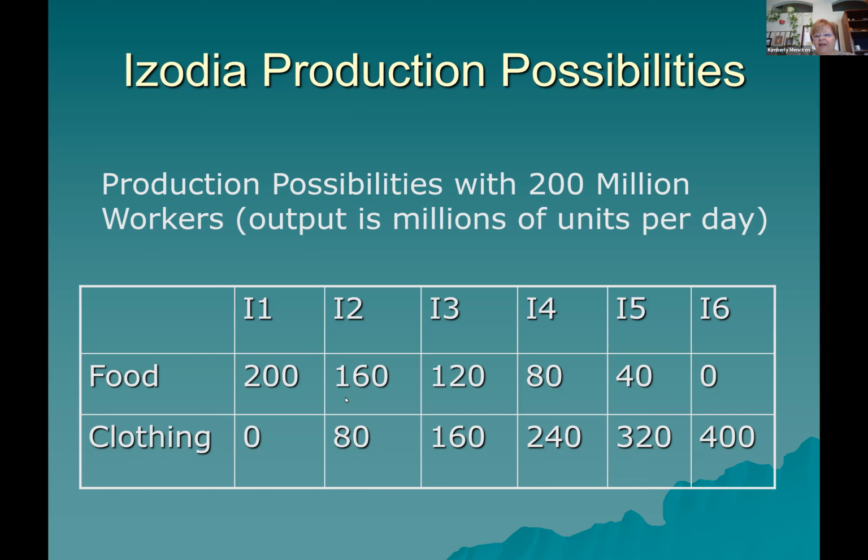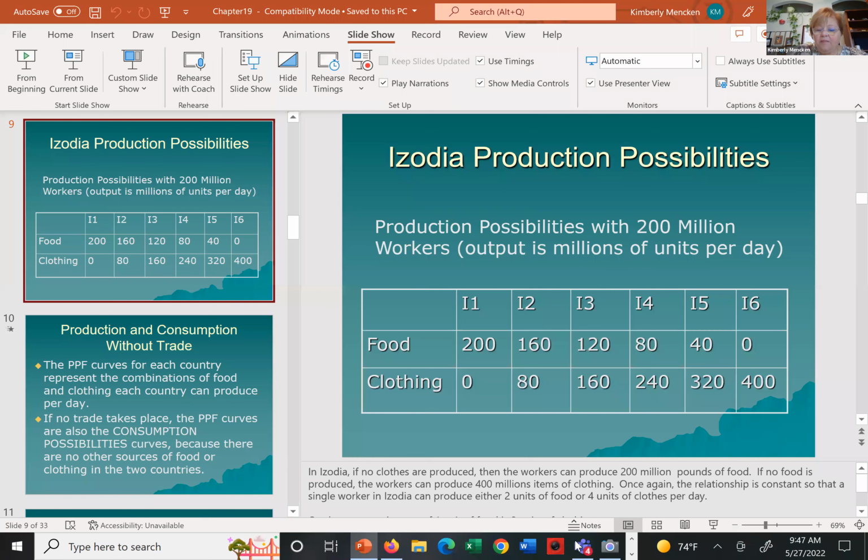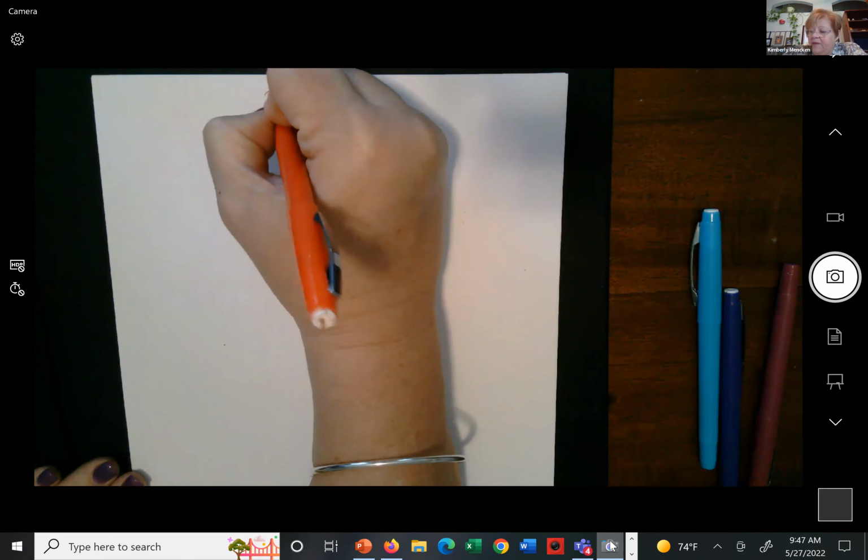Are y'all with me there, kind of? Okay. All right. So I'm going to go ahead and switch over to the document camera at this point. Okay, so the first thing I want to do is take the United States, and I'm going to draw their PPF curve.